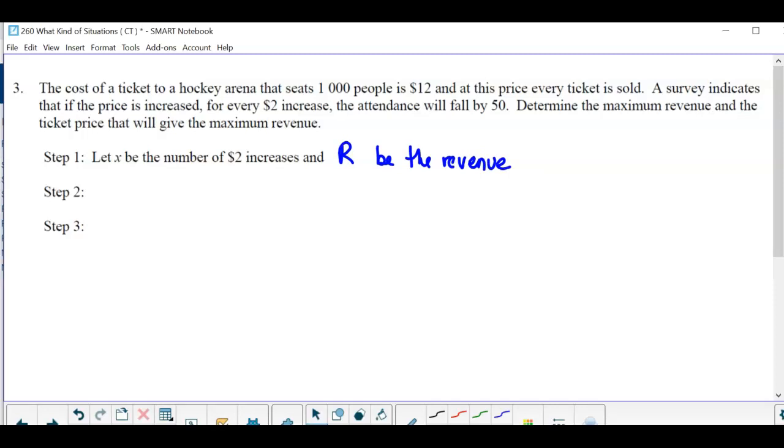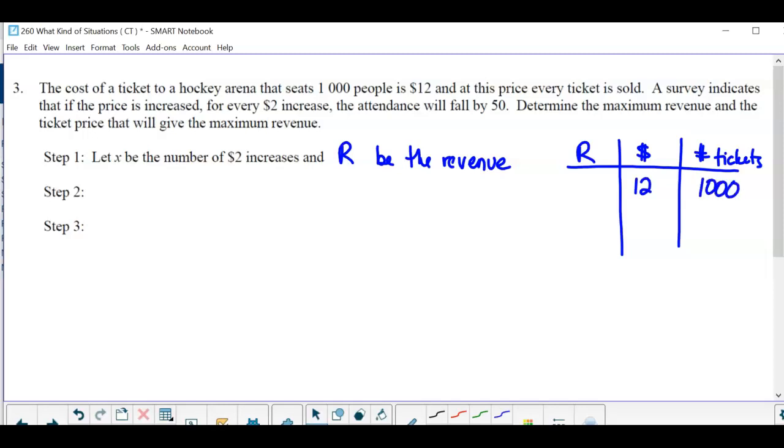So step 2 is coming up with the equation. Before we do that, for these ones, you might want to do a little chart to help yourself. So the revenue is the price by the number of tickets. All right. So if this says $12, they sell 1,000 tickets. So that would be revenue of 12,000. If they increase the price by $2, then they'll sell 50 tickets less.